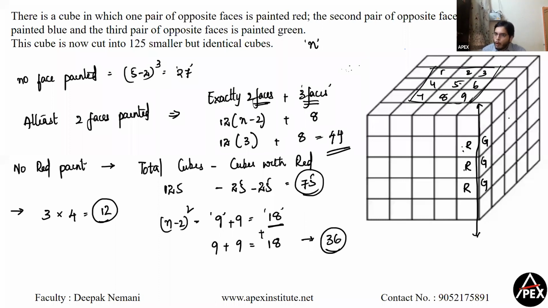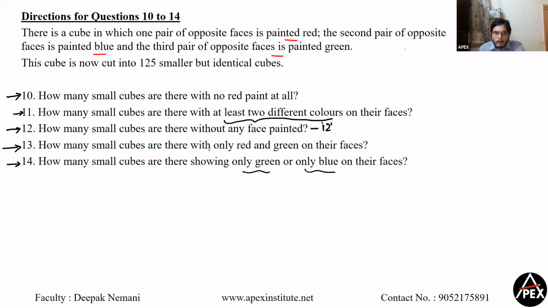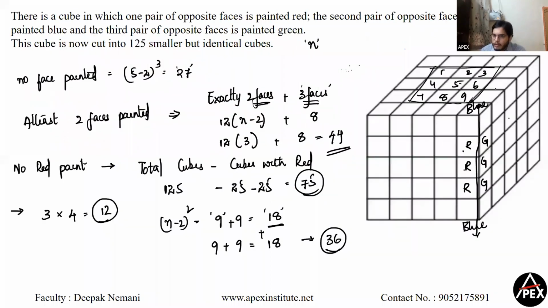Which have only red and only green. I cannot consider this because the top face is blue, and I cannot consider this because the bottom face is blue. In the question, it is asked to determine the cubes with only red and green. So along this edge, we have 3 cubes. So how many edges do we have? 4. So 3 into 4, 12. Clear? So yeah, 14th. Any other doubts except the 14th question?